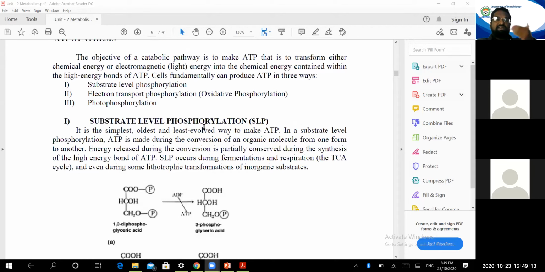Similarly, there is another way of ATP synthesis called electron transport phosphorylation. That we'll see tomorrow. For today, I think the time is up. We are running short of time. If you have any questions or queries regarding this, you may raise them, or we'll stop here.